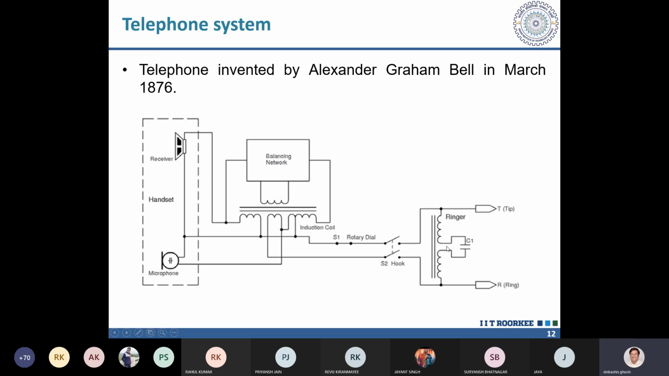So the ringer will ring, so you know that someone is calling you, and then you lift this handset, and whenever you lift up this handset, then you get connected to the outside one. So this is how the handset is generally used for controlling whether you are connected to the line or not. So that is the basic structure.